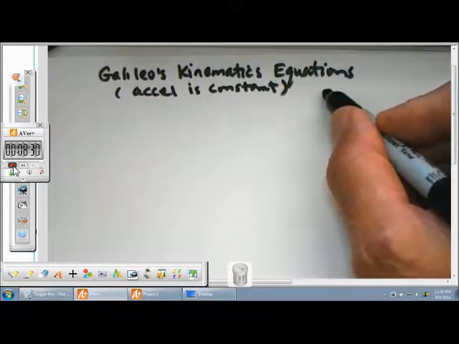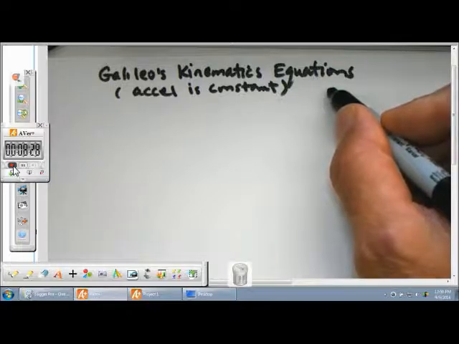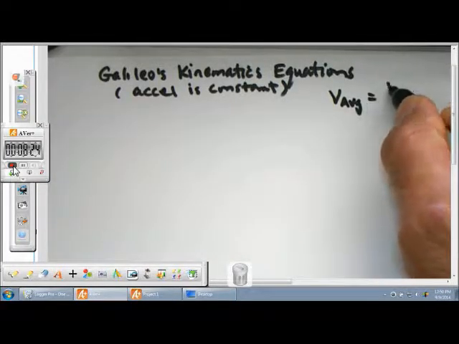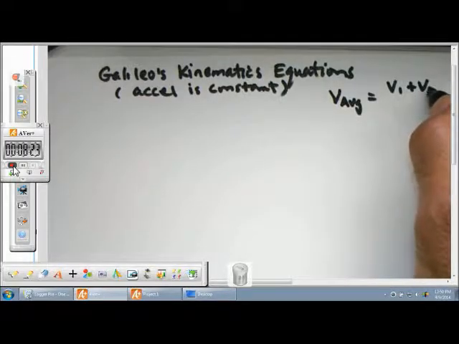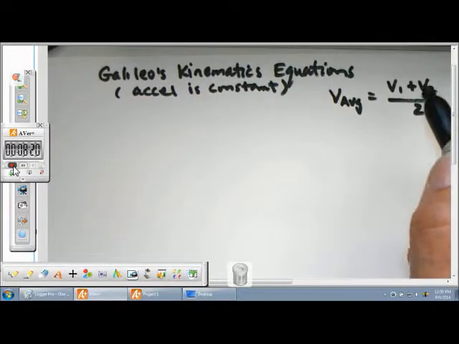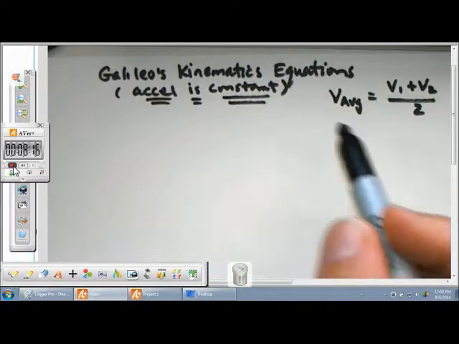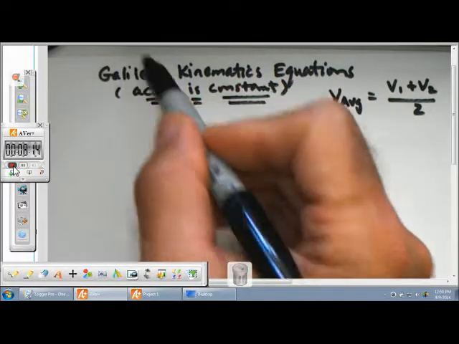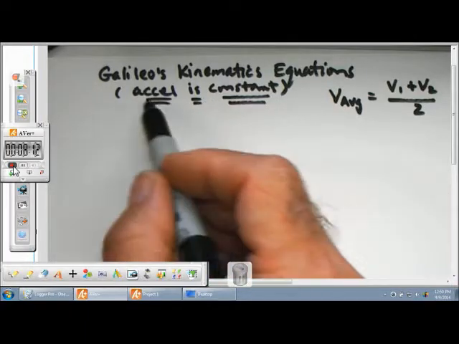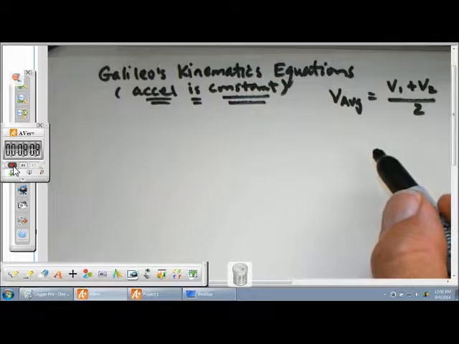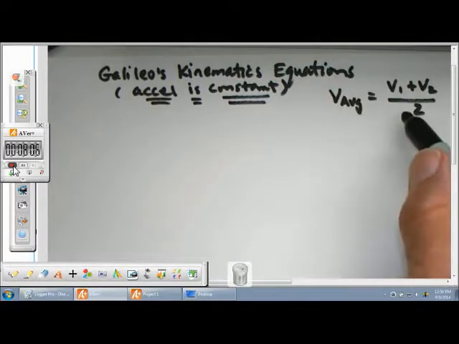Average velocity is equal to v1 plus v2 over 2 if the acceleration is constant. And that's always something we have to consider. Galileo's equations will only work for constant acceleration. It's also known as uniform acceleration. Where does this come from?